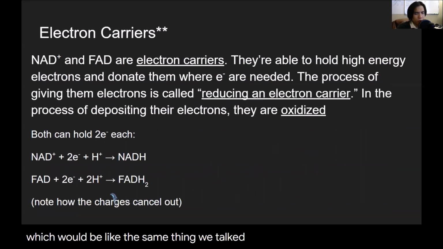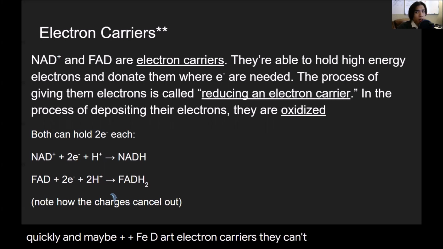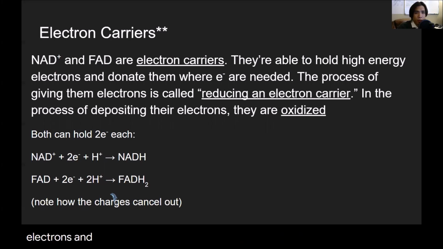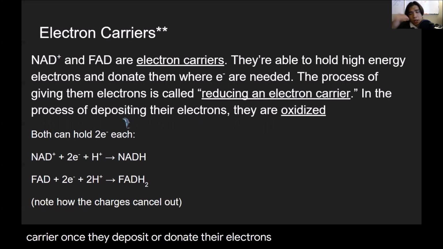We talked about this, but we'll cover it again real quickly. NAD plus and FAD are electron carriers. They can take in high energy electrons and store them for later. This process is called reducing an electron carrier. Once they donate their electrons, they are oxidized, and the electrons that they release will in turn reduce something else.